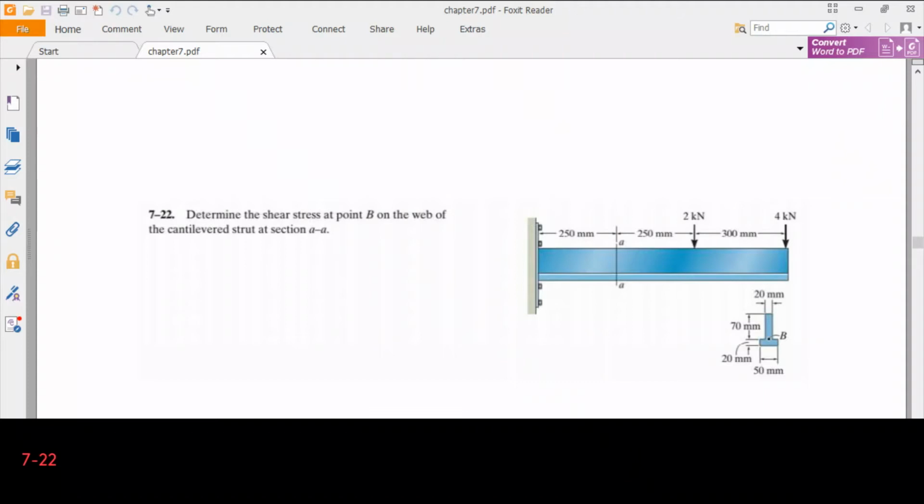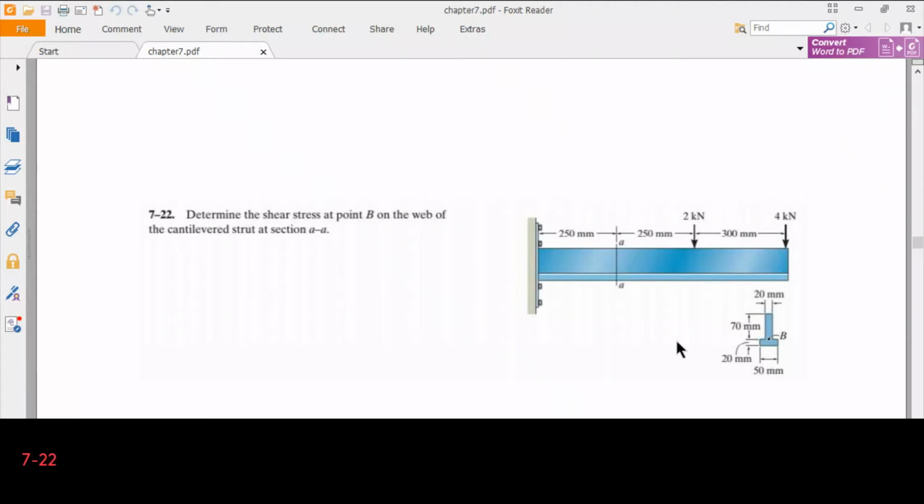Now our problem is 722. Determine the shear stress at point B on the web of the cantilevered strut at section AA. So we have a beam which is fixed to the wall, which is anchored. There are 2 point loads which are 2 kilonewtons and 4 kilonewtons. The distance to the wall is given, and the beam has a cross section which is like reversed. In fact, we are asked for the shear stress on the web of the cross section at section AA, so at point B. Okay, so the dimensions of the cross section are already given.